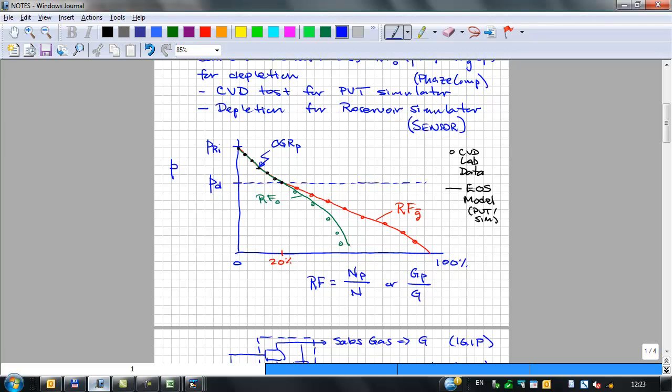So this plot, you don't get it in the PVT report. You have to create it yourself, and you can make the comparison and see.